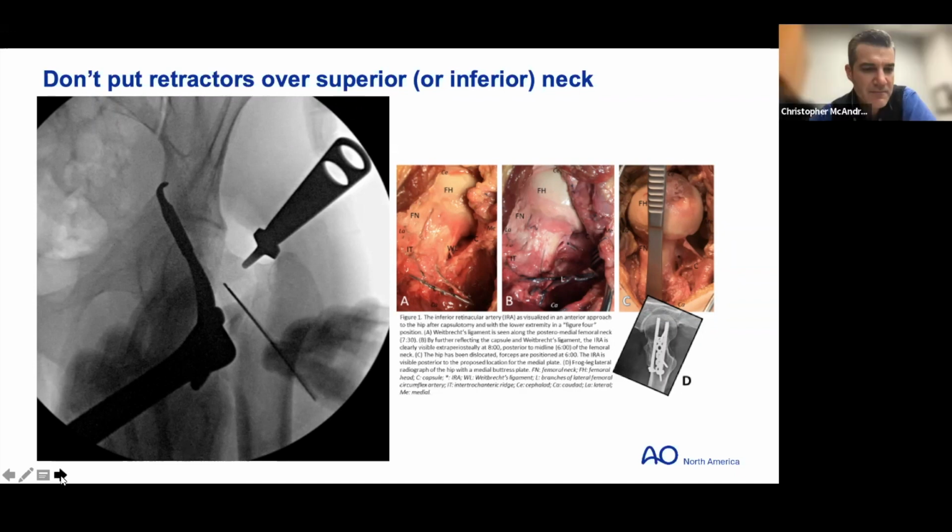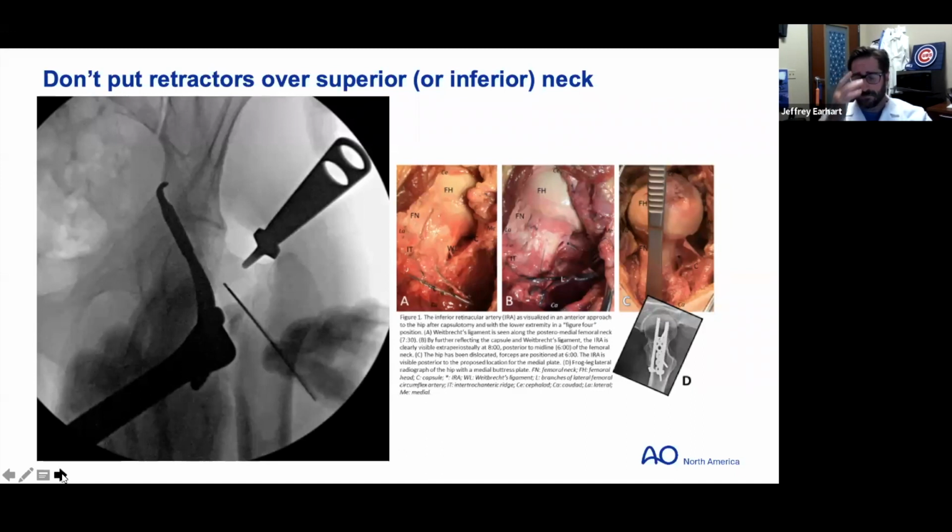Jeff, any other thoughts? No, I totally agree. I think the Smith-Peterson, the Hueter, whatever it is, approach has sort of become a staple in training because of the direct anterior total hip. But this is a different ballgame. This is traumatized tissue. These are young and muscular patients, not old and frail people.